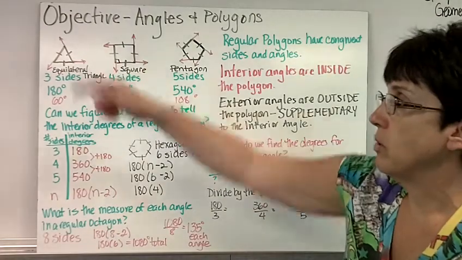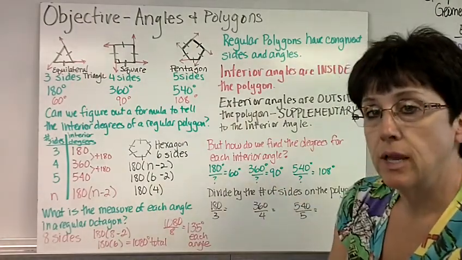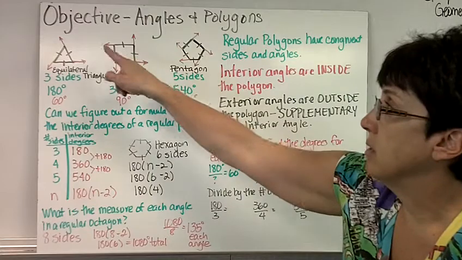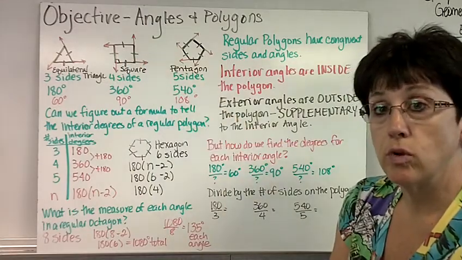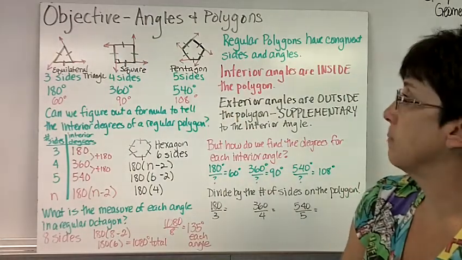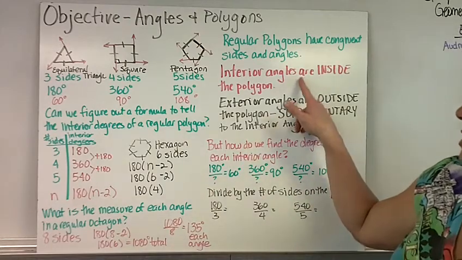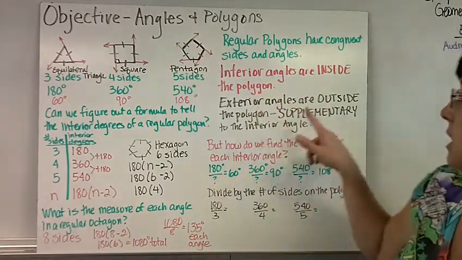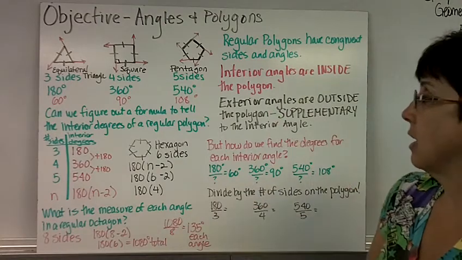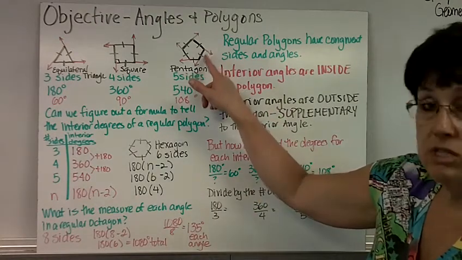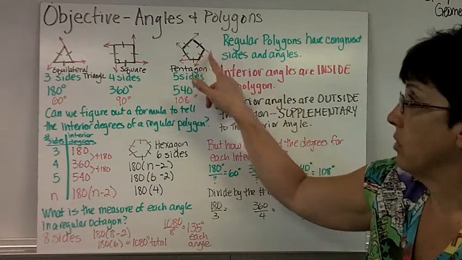And I'm also showing you exterior angles. So if you extend the line from the side, that would be where your exterior angles are. We'll talk about them a little bit later. All right. So interior angles are on the inside, exterior angles are on the outside, and they're supplementary, the interior and the exterior angles.